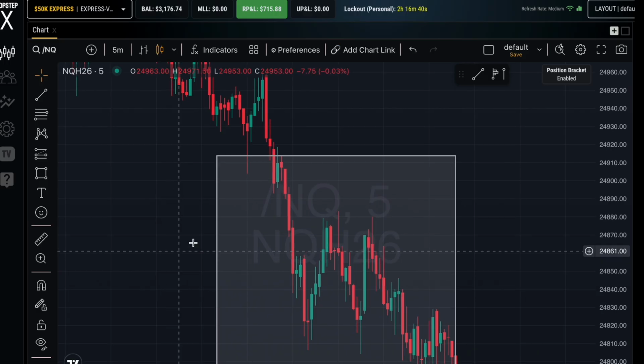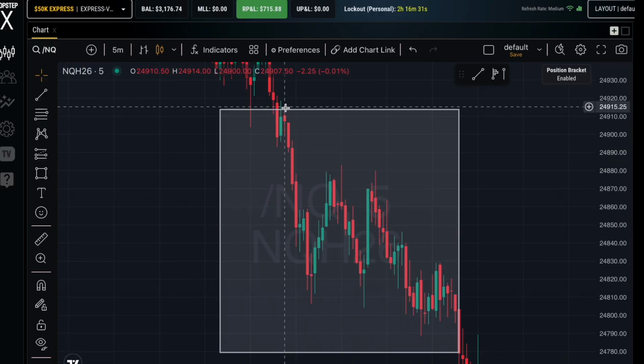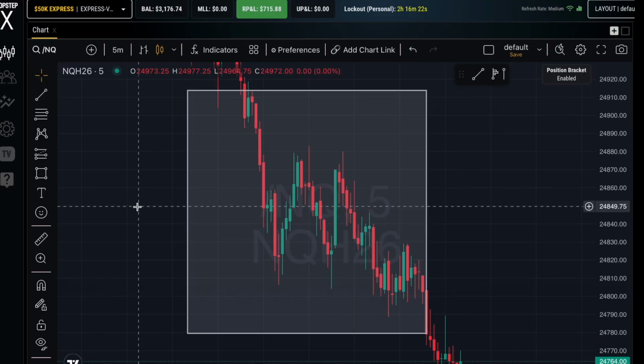The first one I took, I got stopped out around here. So I got stopped out, lost a little bit, maybe like 400. And then the next trade, I went ahead and actually banged. That one I made all that 400 back, 700 on top of that. So here it is, very simple.